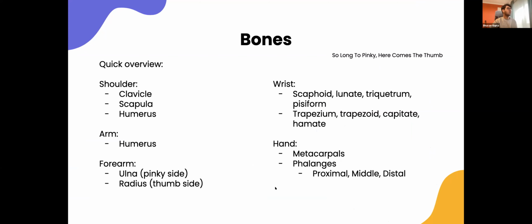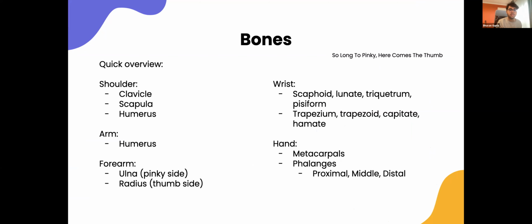Okay, so looking at bones, just a really quick overview. We should be familiar with all the bones in the upper limb. The clavicle, scapula, humerus, ulna being on the pinky side, and then the radius on the thumb side, as well as our wrist bones. It's good to know the order of the wrist bones and exactly which one is which.